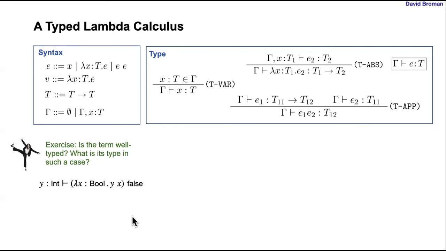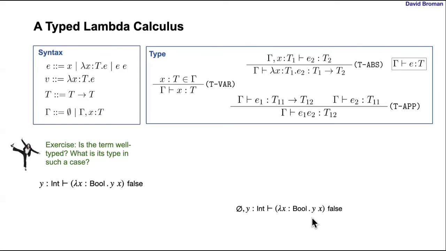Pause the video and see if you can figure out if this is a well-typed term or not. And if it's a well-typed term, try to figure out what is the type. And if it's not well-typed, see where would the type error be. All right, so let's build the type tree again, and then we'll see that we can actually see this more or less directly.